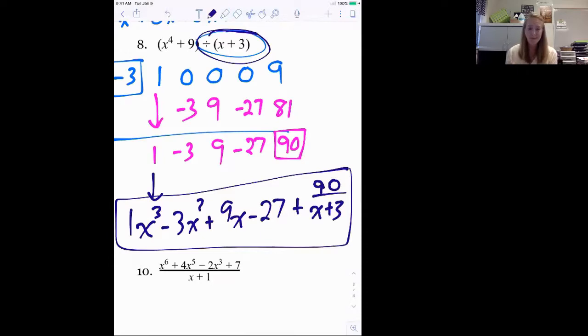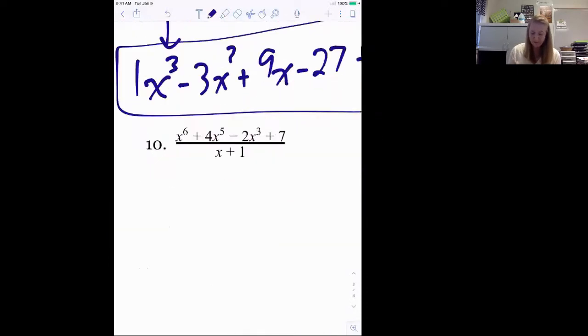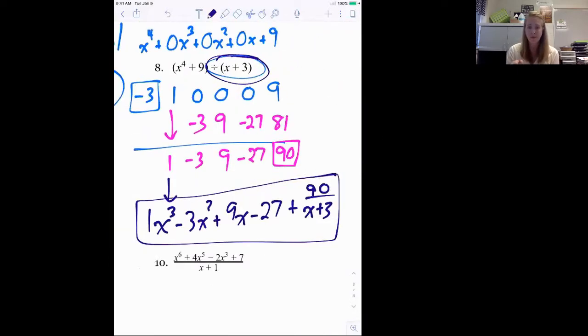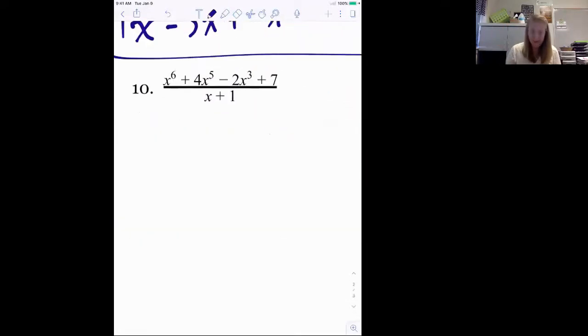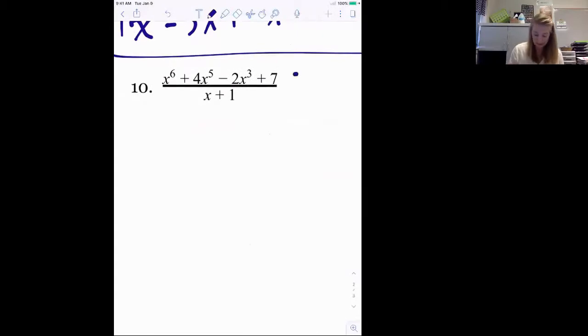Okay, so last thing I wanted to show you is all the problems I did so far have your dividend and your divisor, but it doesn't have to be that way. Like this one right here, it's a fraction. This is my dividend, this is my divisor. So you can set it up the same way.